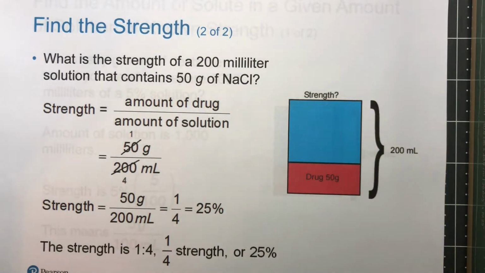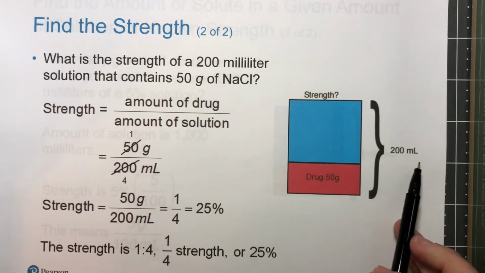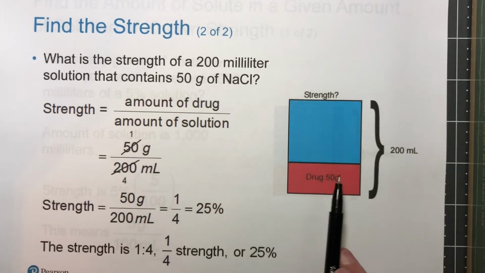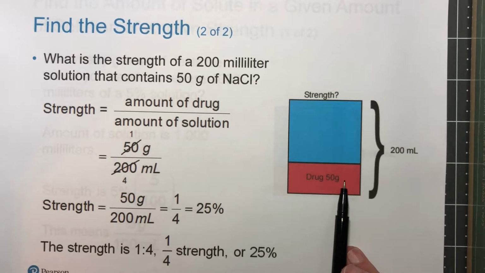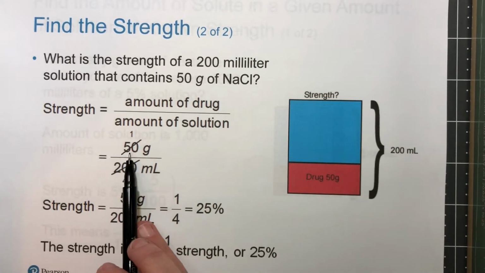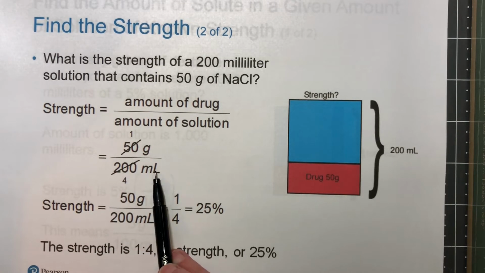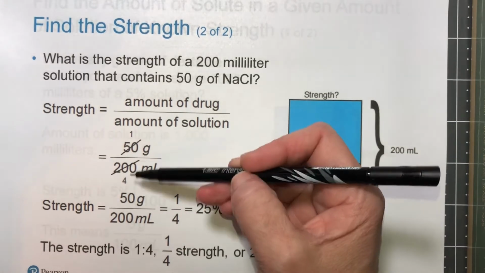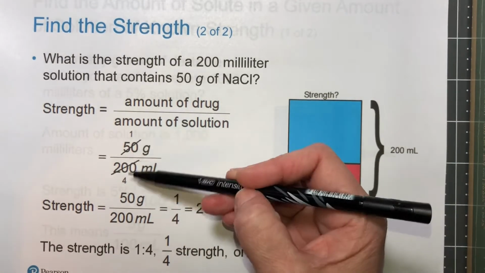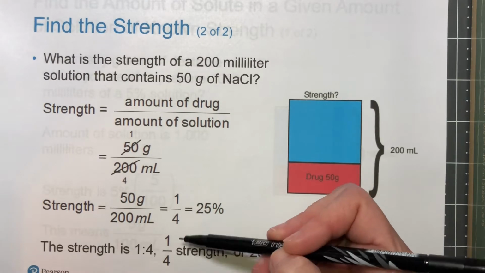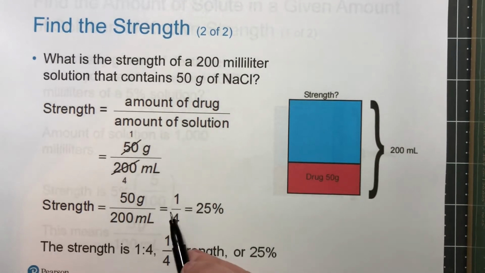Let's find the strength of a 200 milliliter solution that contains 50 grams of salt. So we want to end up with 200 milliliters of the entire fluid. 50 grams of this is salt. We take the amount of the drug, which was 50 grams, over the amount of the solution, which was 200 milliliters. And then we do the division, and you reduce it and you get 1/4. 1/4 is 0.25. You multiply that by 100, you get 25.